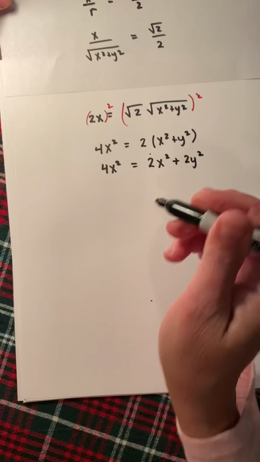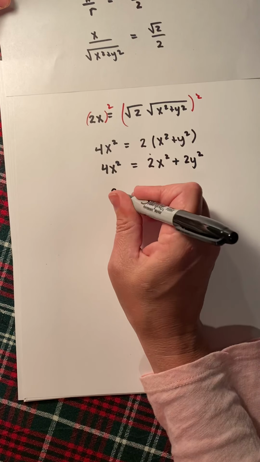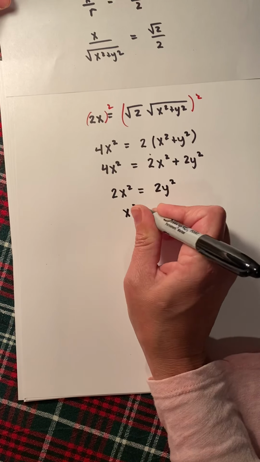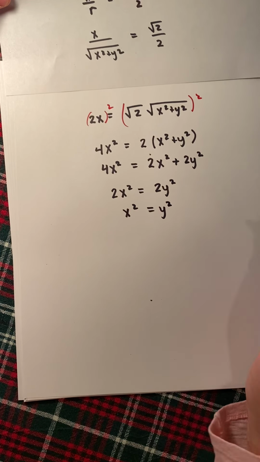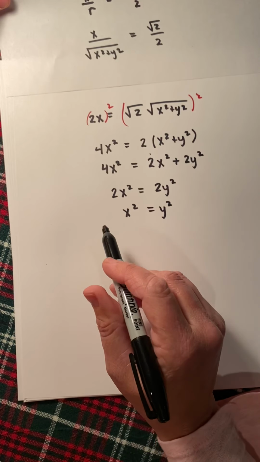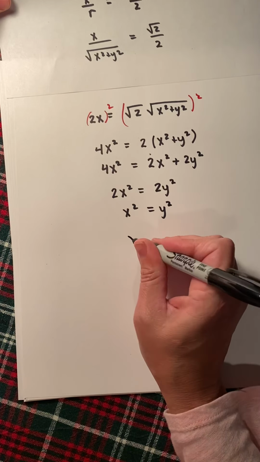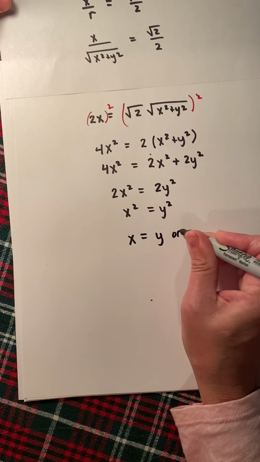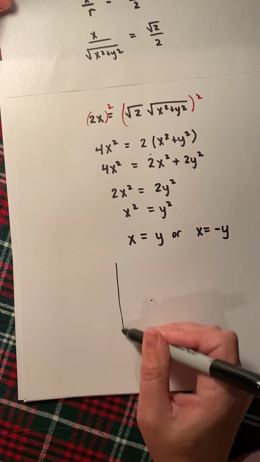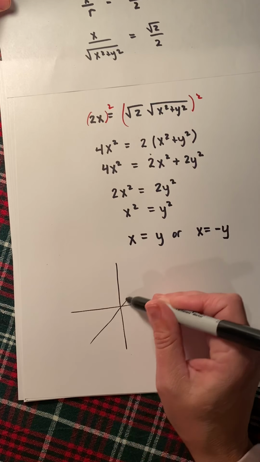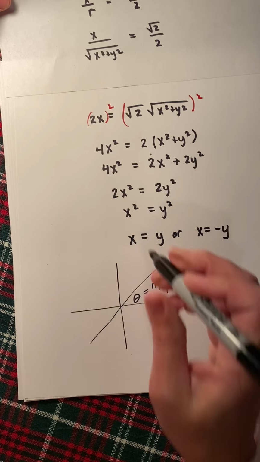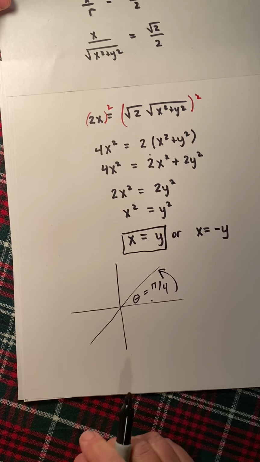Subtract 2x squared, and we get 2x squared equals 2y squared. We get x squared equals y squared. Now, when we take the square root of both sides, you have to, again, be super careful when you take the square root of things squared: x is either going to equal y, or x is going to equal the opposite of y. So how do we know which one it is? Well, theta equals pi over 4 is this right here, so that would be my answer.